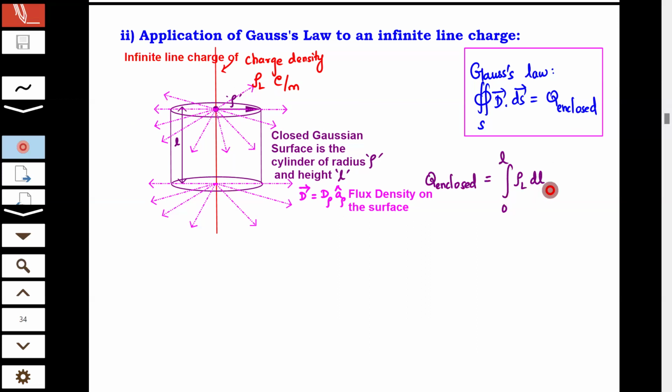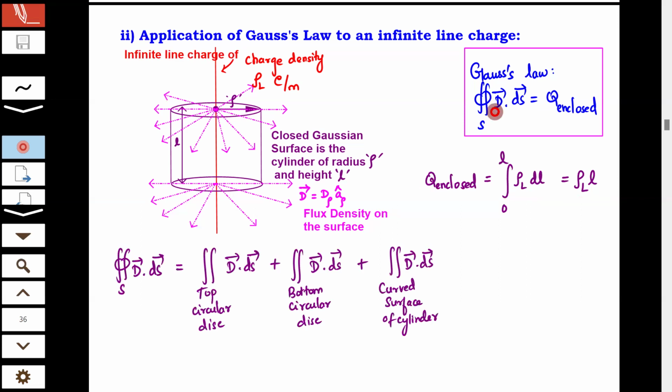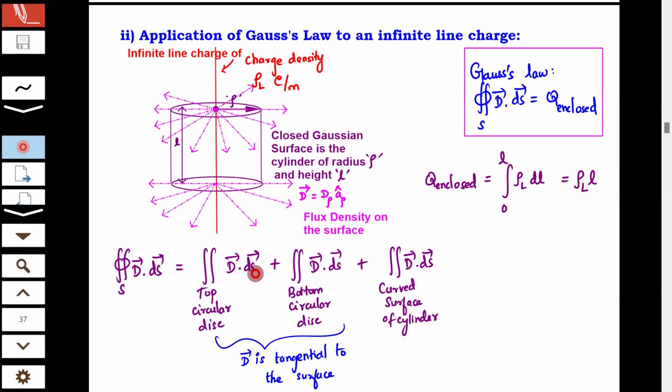So integrating rho L over the length of the Gaussian cylinder, we will get charge enclosed as rho L times length of the cylinder. And we have to estimate the left-hand side by performing integrations over the three sides, which are top circular disk, bottom circular disk, and the lateral surface of the cylinder. In the top and bottom, vector D runs tangential. We know if D is tangential, then the area element and D are at 90 degree, and D dot dS becomes 0.